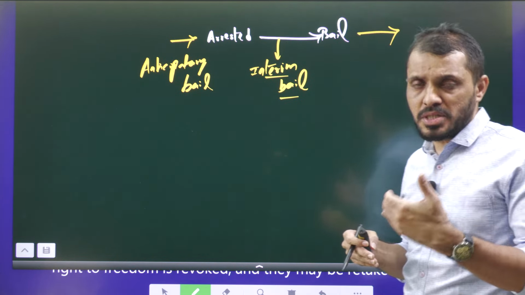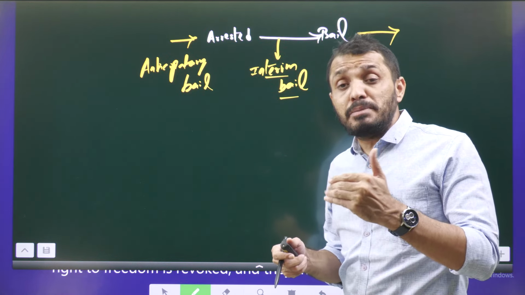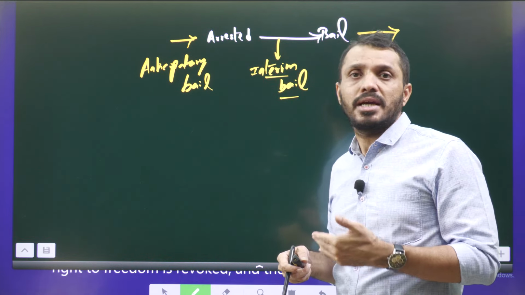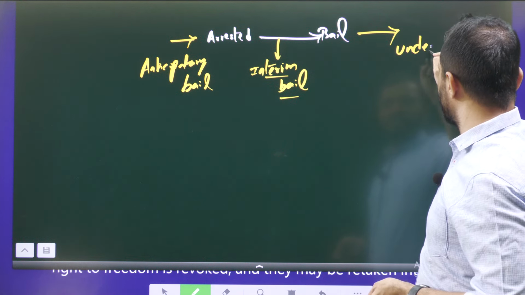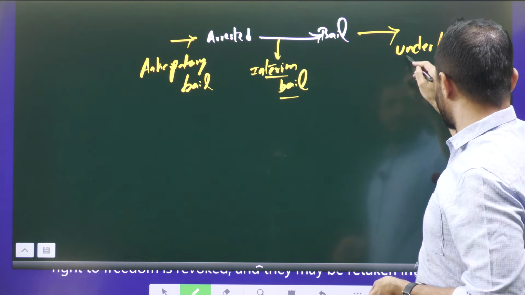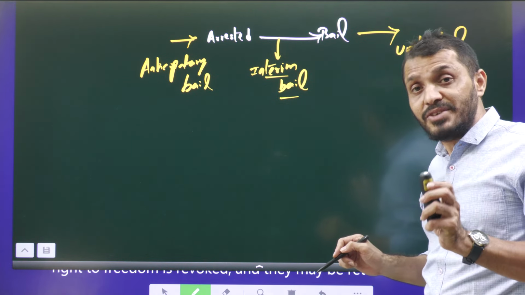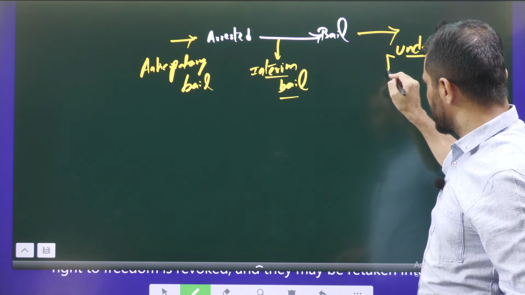Sometimes what is happening is that, generally to get bail, the person has to provide a certain amount of surety and so on. Sometimes people don't have that facility because of lack of money, there is no surety and so on. Because of that, they remain as undertrials. Always remember, undertrials are not convicts. They are still facing the investigation or trial.